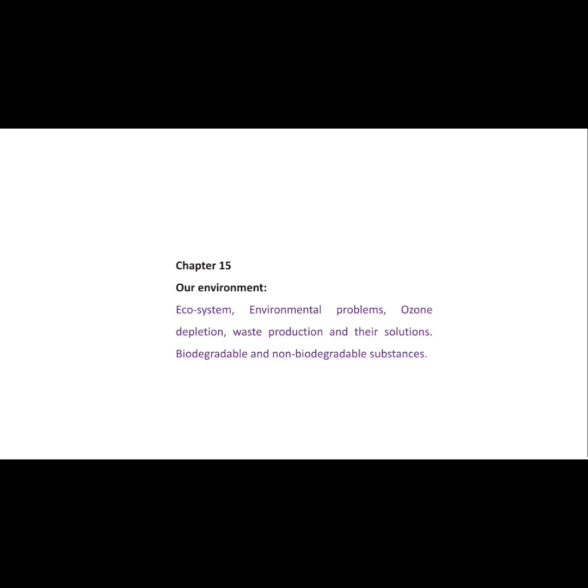The next is chapter 14, sources of energy. This lesson is fully removed from the syllabus for this academic year. The next is chapter 15, our environment. In this no topic is removed, so you have to cover ecosystem, environmental problems, ozone depletion, waste production and their solutions, biodegradable and non-biodegradable substances.